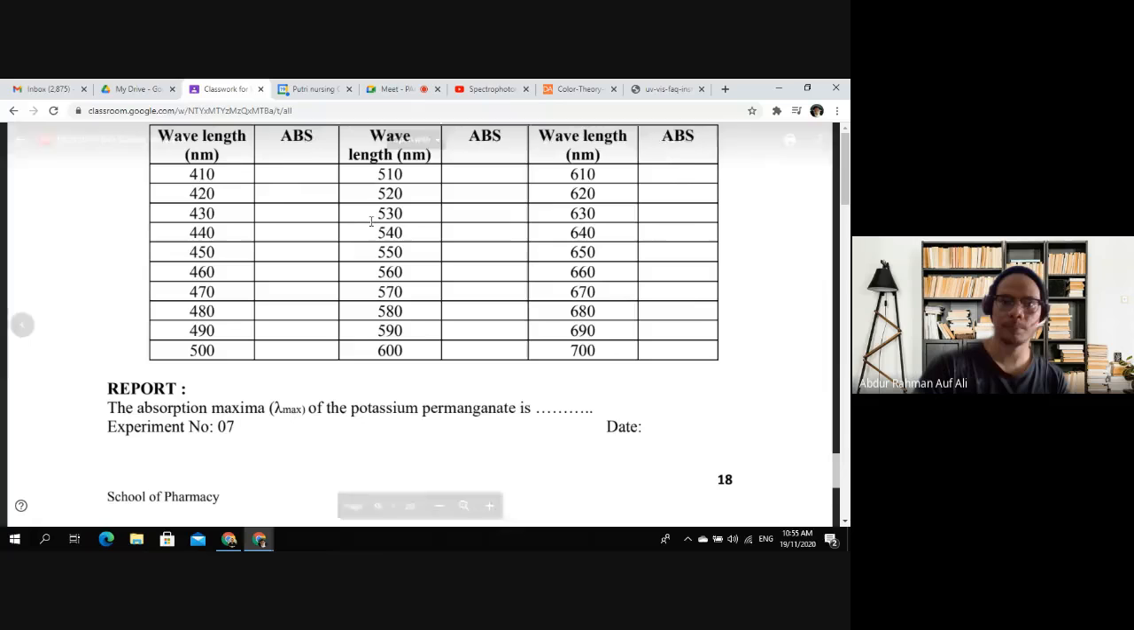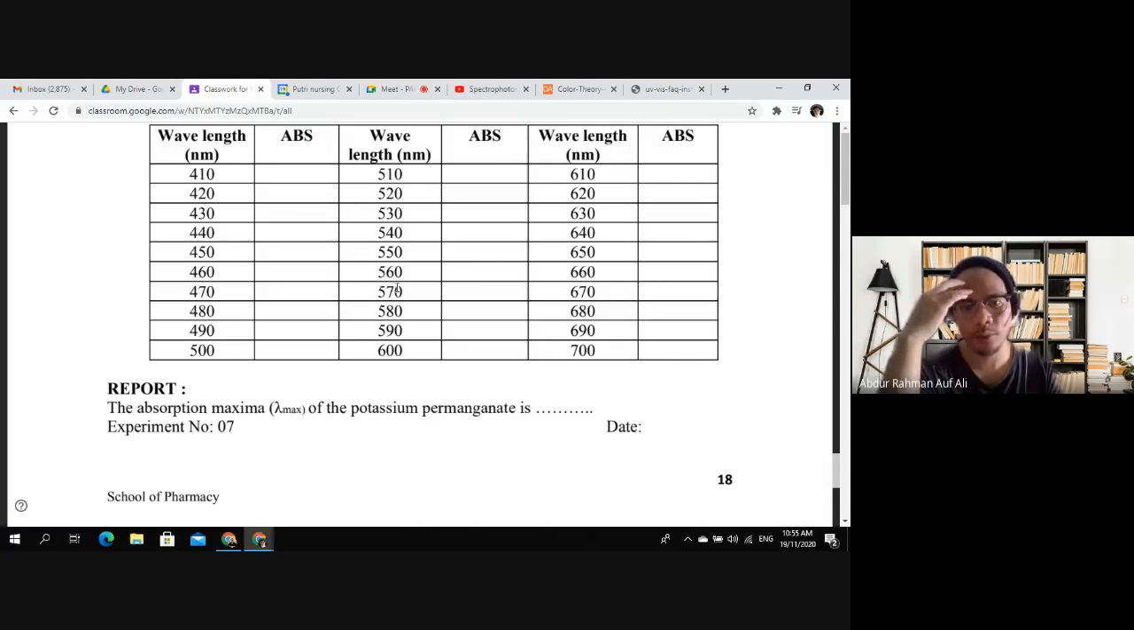So if we get a medicine and we want to detect whether it contains potassium permanganate or not, we scan the medicine. We grind the tablet, put it in a solvent, dissolve it in any solvent, water or alcohol. Then we put that solution in the spectrophotometer and scan at 530. We check at wavelength 530 whether there is an absorption maximum. If there is an absorption maximum at 530, that means the tablet contains potassium permanganate.